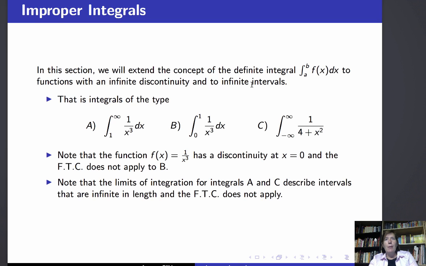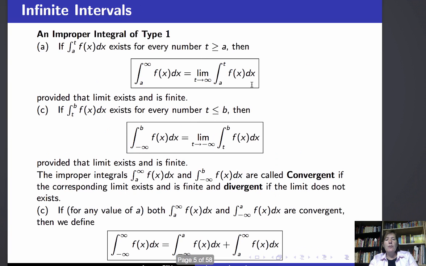So our job is to come up with a new definition of the integral here, and we're going to start with an improper integral of type 1, which is going to be an integral of a function f of x on an infinite interval. And in part A, we're going to start with the integral from a to infinity of f of x, where the definite integral from a to t, where t is any number between a and infinity, already exists. So we can calculate that using our previous definition.